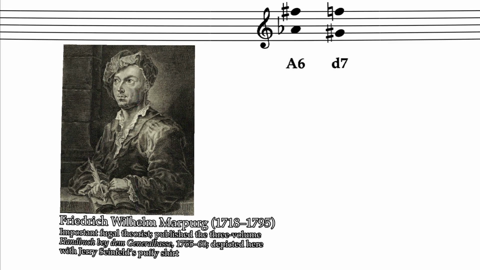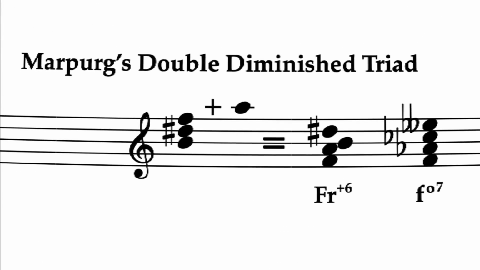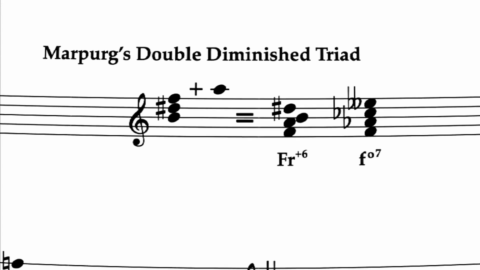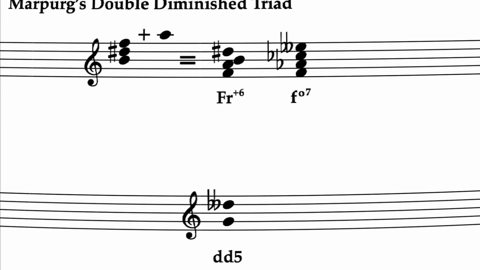Marpurg proposed the existence of something he called a double diminished triad. What I think he means is that this looks like a triad, but it contains a diminished fifth and a diminished third. Add an A onto this chord and boom, you've got all the notes of a French sixth. The confusing part is the fact that doubly diminished is a rare, but possible, quality for an interval to have. This is a doubly diminished fifth. But we'll look past that because it doesn't have anything to do with the diminished seventh.